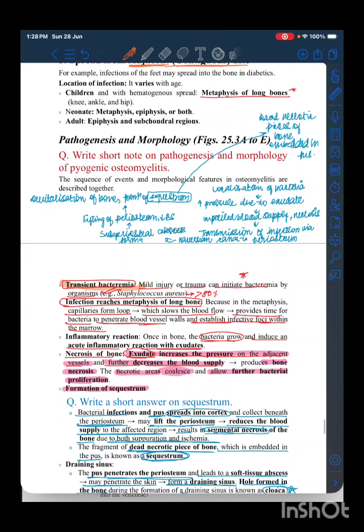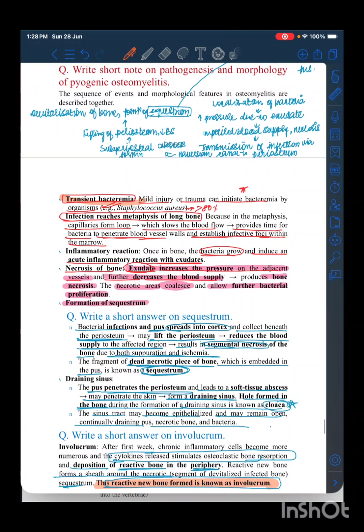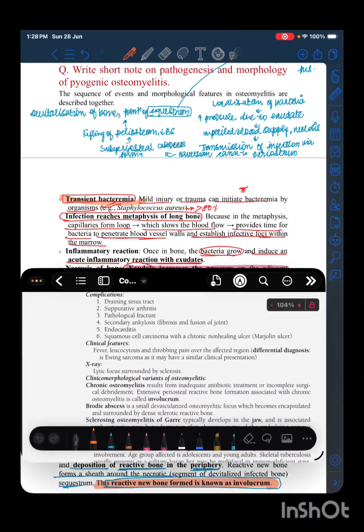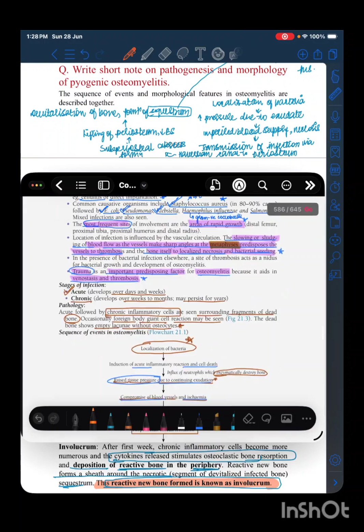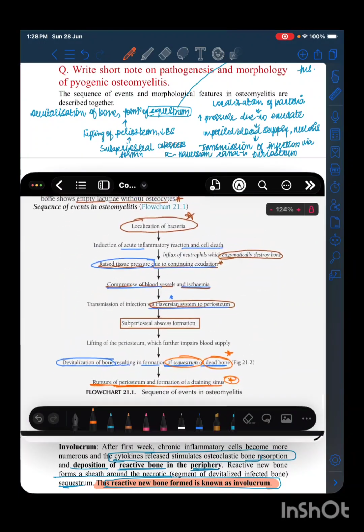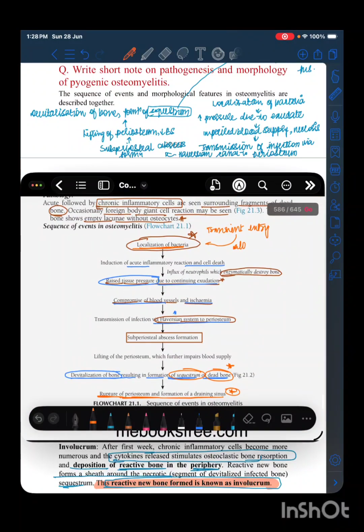Next is pathogenesis. Pathogenesis is very simple. I have one more PDF here, so we'll open this. Pathogenesis we can remember by this flowchart. First, there is localization of the bacteria. There is a transient entry of bacteria through the hematogenous route, through blood, let's say. So, localization of bacteria.